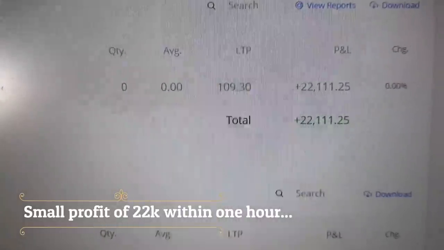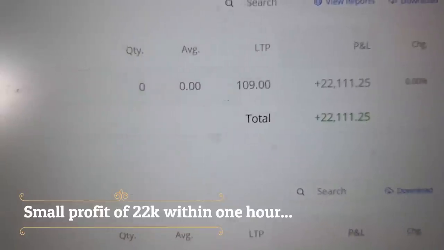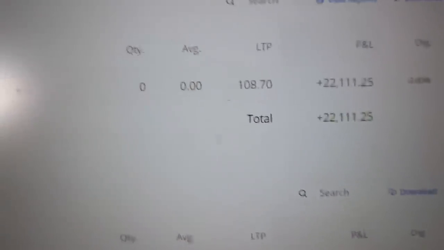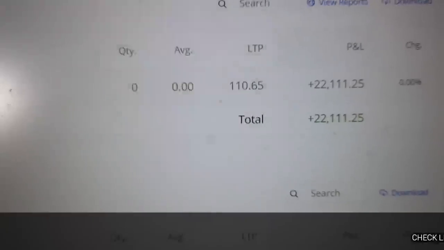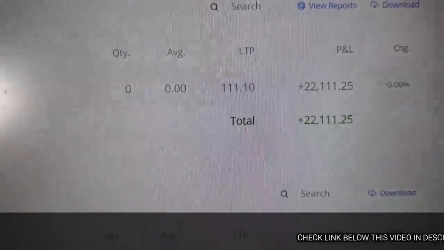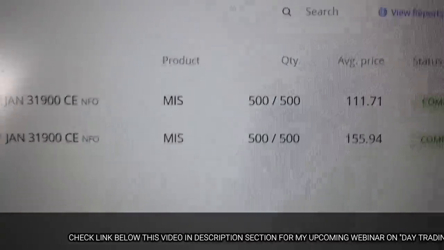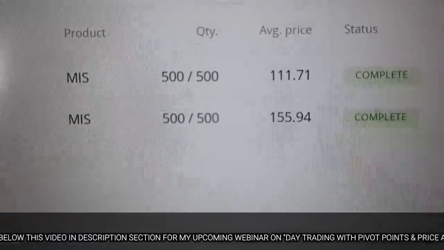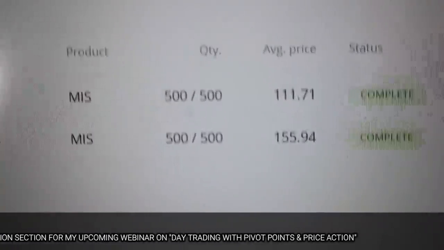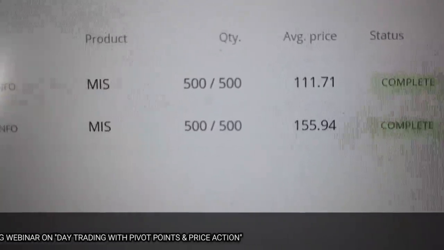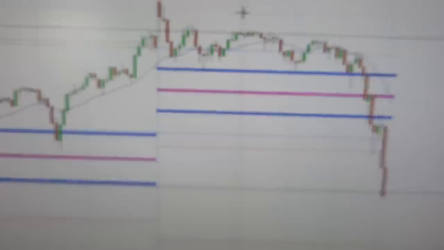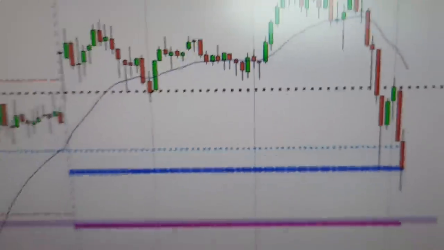And finally, I squared off my position at a profit of 22,000. So let me tell you why I booked my profit exactly at this level. If you want to see my order book, I sold Bank Nifty 500 units at 155 and bought at 111. So why did I book my profit exactly at that level? Let us go to the chart now. Can you see the chart? Why did I book my profit exactly here?